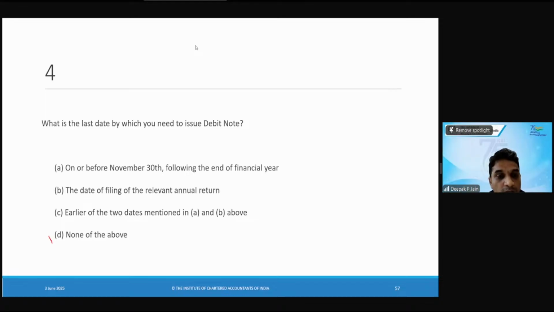None of the above, because the last date to issue is not 30th November, not the date of filing, neither earlier. Any date you can raise a debit note.